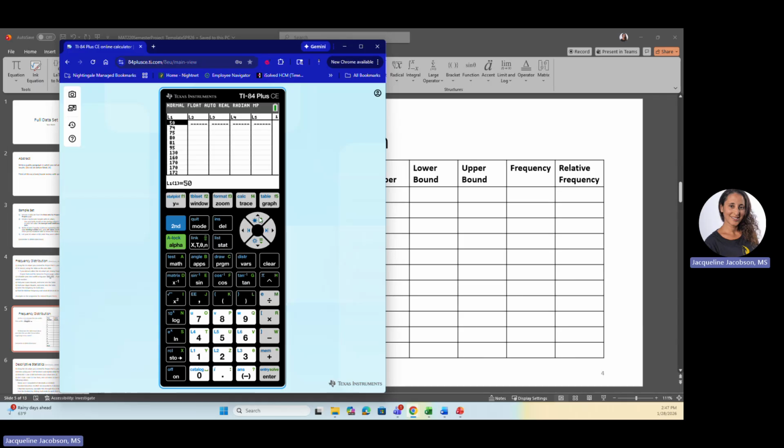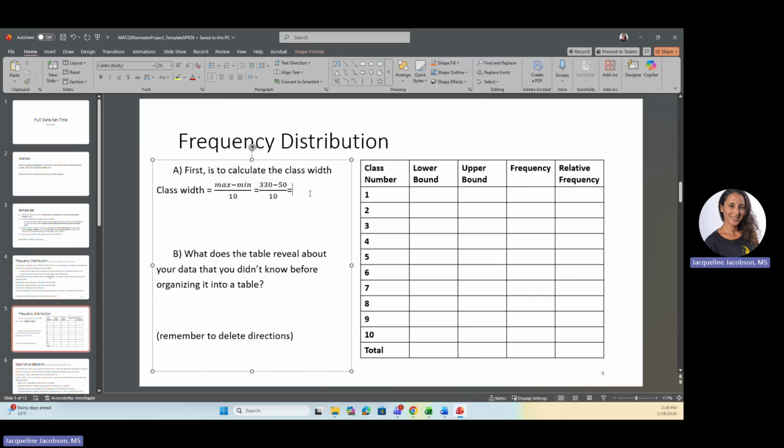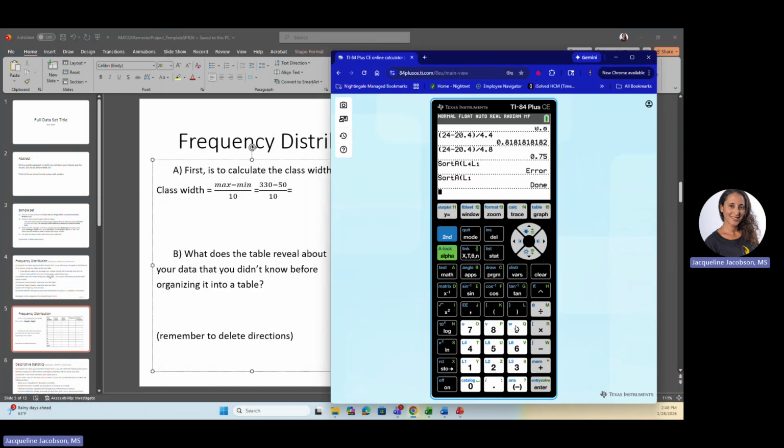So my min is 50, my max is 330. So I'm going to go 330 minus 50 divided by 10, right? I'm showing my work in a nice, neat way, easy to follow along with. We're going to calculate it here. Parentheses 330 minus 50, and you want to make sure that you calculate this correctly because you don't want to mess that up. All right, 28.